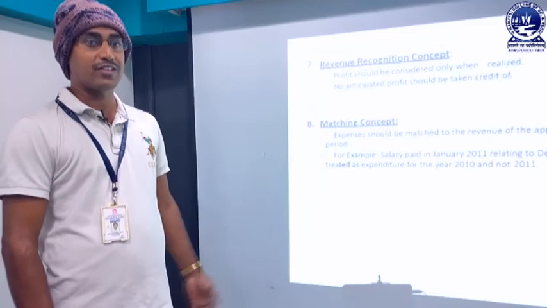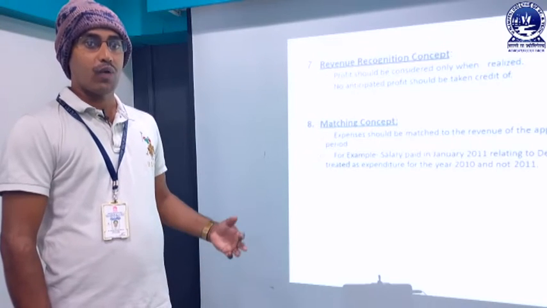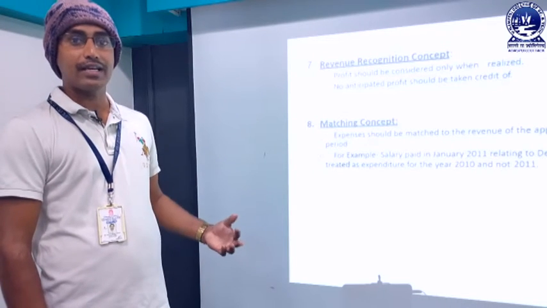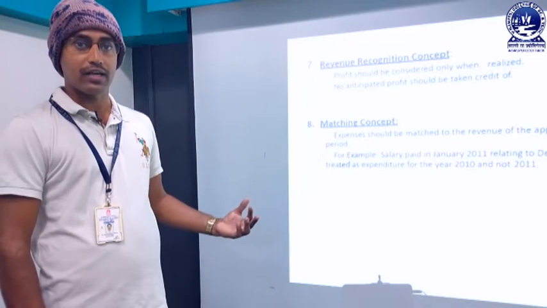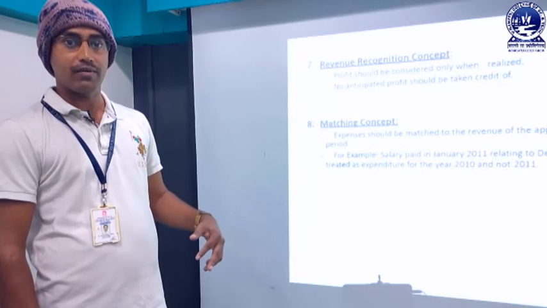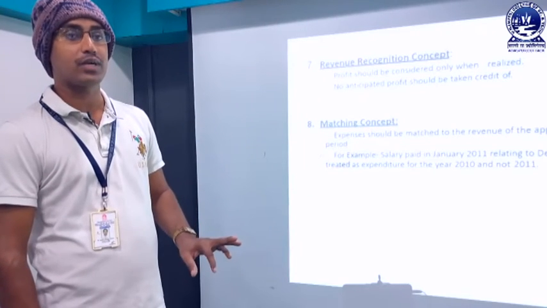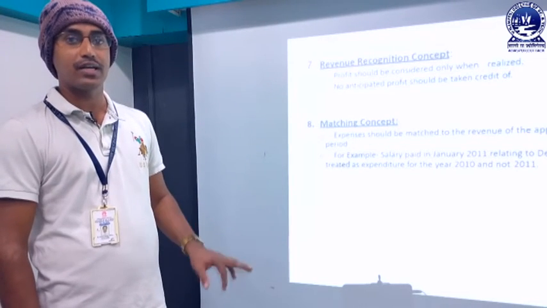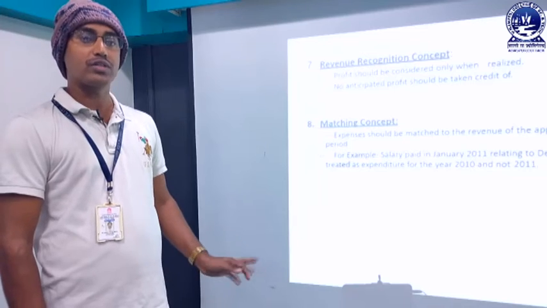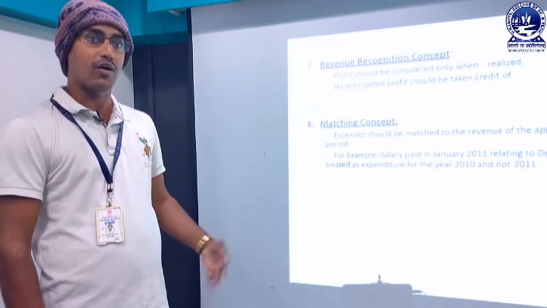There is one example mentioned in the slide. That means when one type of expenditure, that means salary relating to 2010, is paid in 2011, so when it is paid, that should be taken into consideration. As it is paid in 2011, we must record it in 2011, not in 2010.